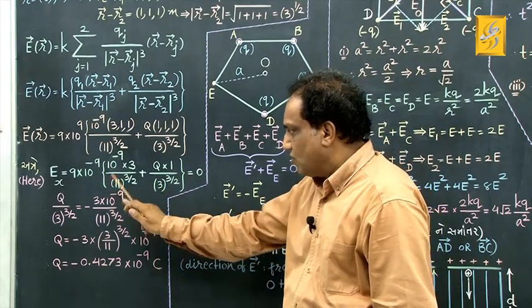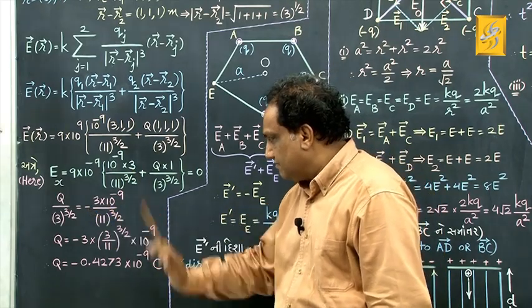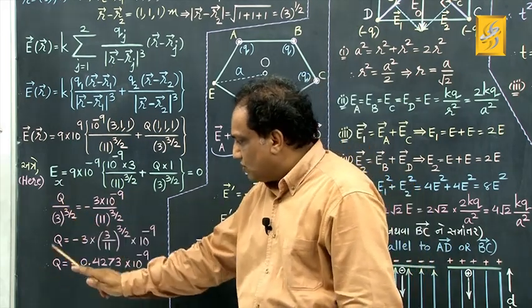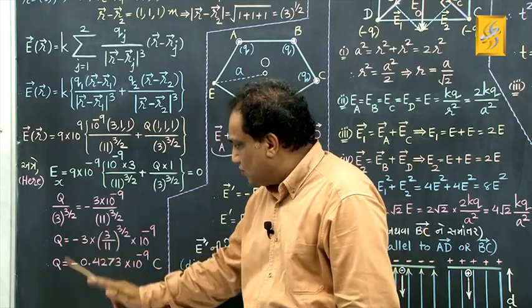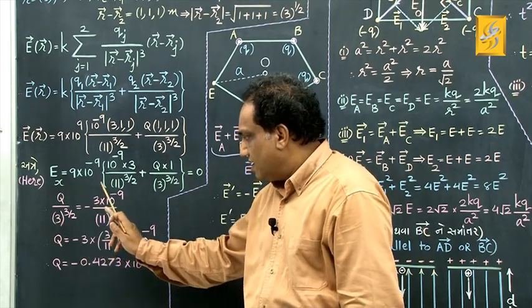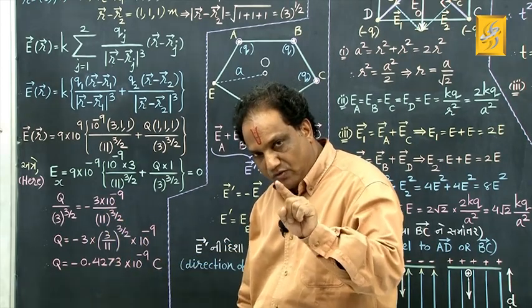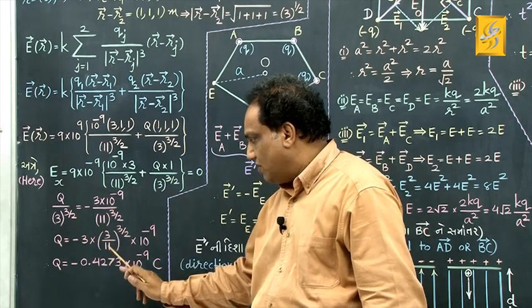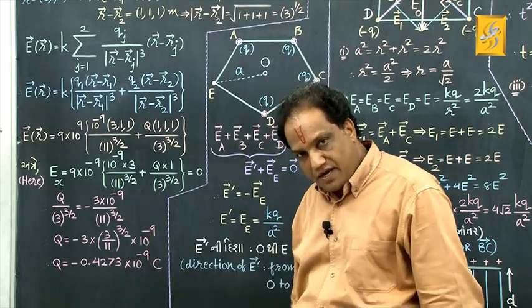So you may transfer this part to the right hand side; from plus it will become minus 3 into 10 raised to minus 9, divided by 11 raised to 3 by 2. But I want capital Q, so transfer this part to the right hand side in the numerator. Q equals minus 3 as it is. When this goes up, 3 raised to 3 by 2 divided by 11 raised to 3 by 2. Both have the same power, 3 by 2, so you can take the power common. So 3 upon 11 whole raised to 3 by 2, multiplied by 10 raised to minus 9.